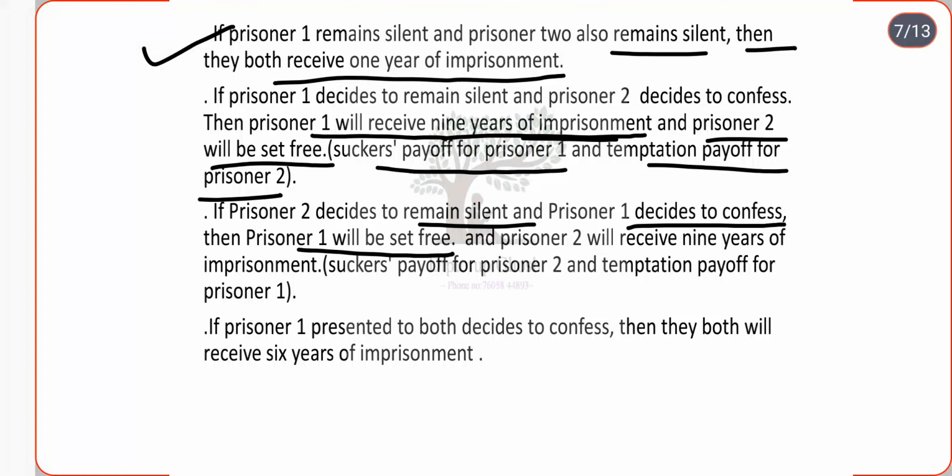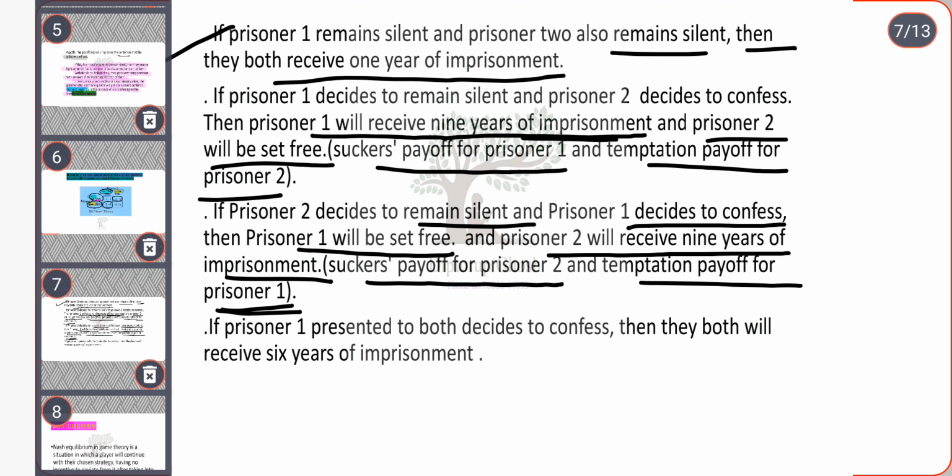Prisoner 1 will be set free and prisoner 2 will receive 9 years of imprisonment. So here in this case, the sucker's payoff is being received by prisoner 2 and the temptation payoff is being received by prisoner 1. Nine years of imprisonment, which is the sucker's payoff, is received by prisoner 2, and the temptation payoff, which is being set free, is received by prisoner 1.